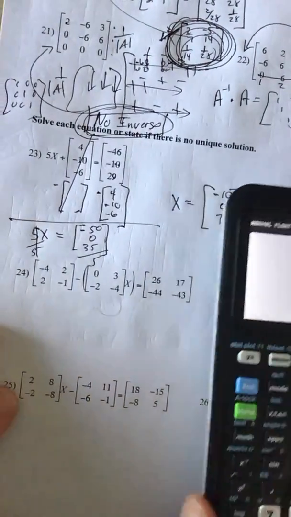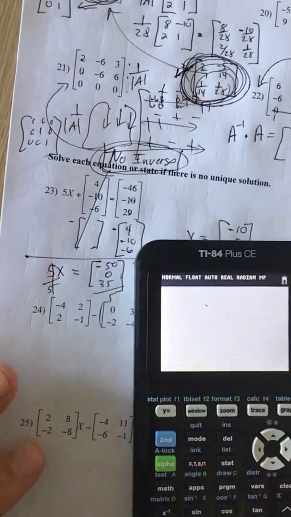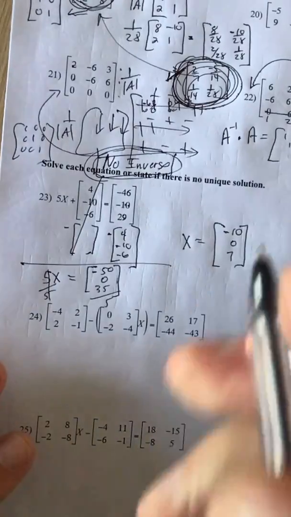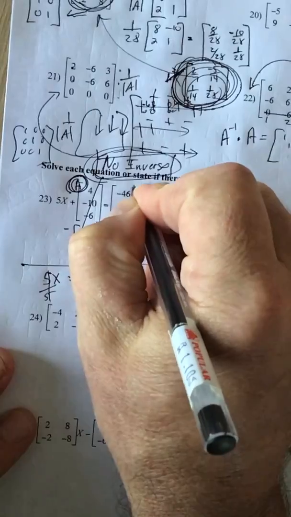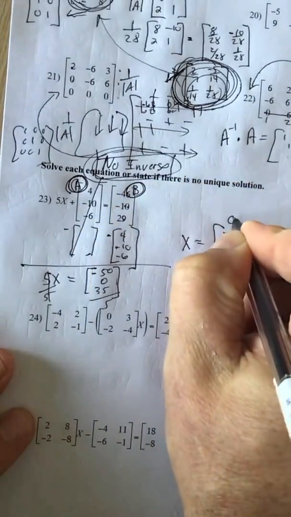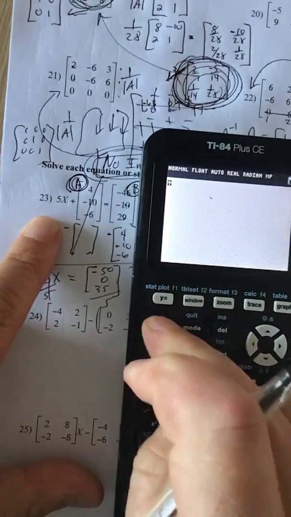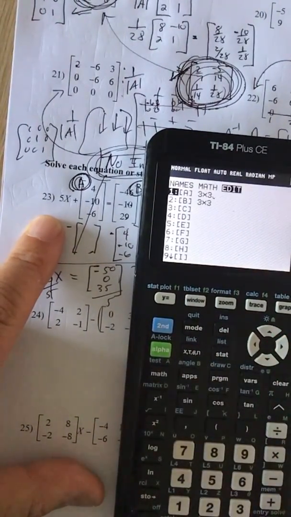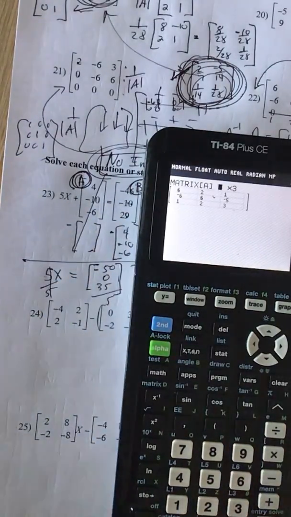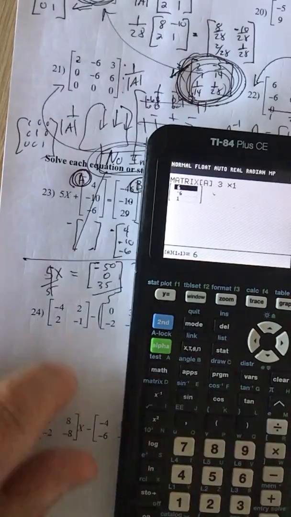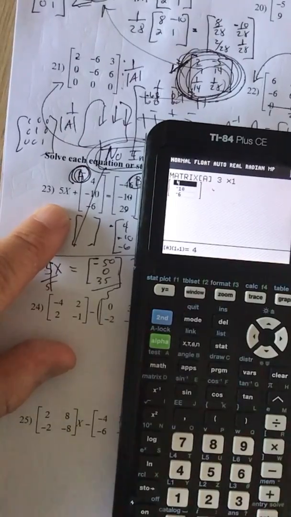Okay, let's use our calculator to see what all of that just did. Okay, I'm going to call this one right here matrix A. I'm going to call this one matrix B, and this one matrix C. Okay? So I'm going to go to second matrix, edit. Now this is a 3 down, 1 over. So 3 by 1. It's 4, negative 10, negative 6.